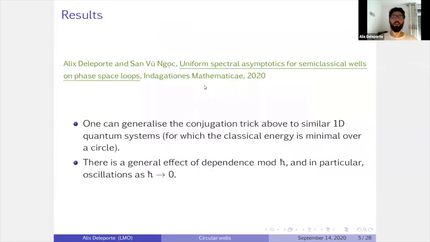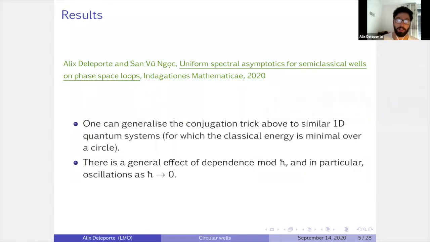The result of our work is that there is a very general class of classical and quantum systems, which we call circular wells, for problems in 1 dimension, and for which one can generalize the conjugation trick above. And for those systems, in some cases, you can see oscillations in the spectrum as h bar goes to 0.